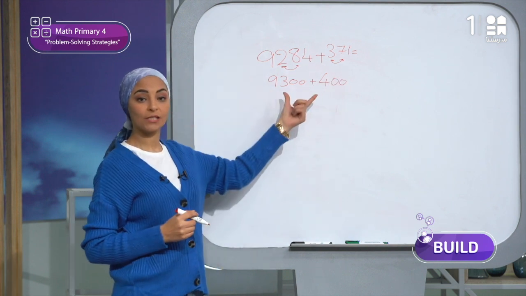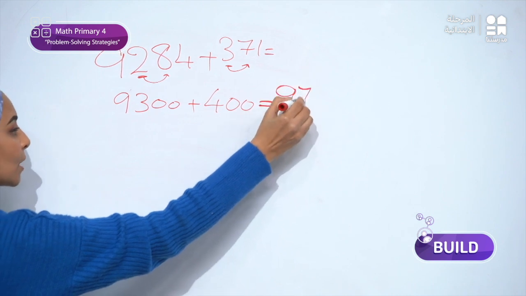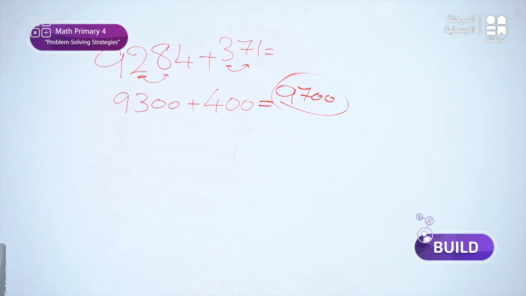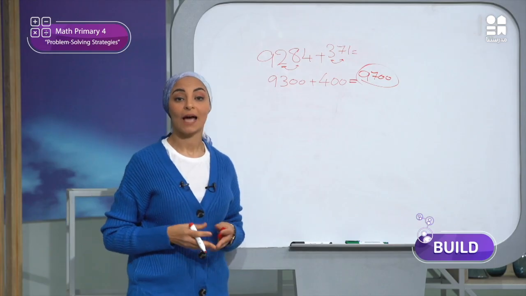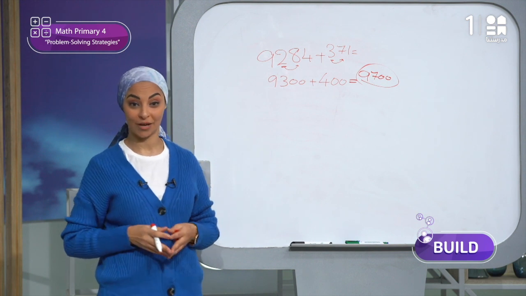So, if I add these two numbers, the answer will be what? The answer will be 9700, and this is my estimated answer. And now, let's add the two numbers together using the break up and bridge strategy.